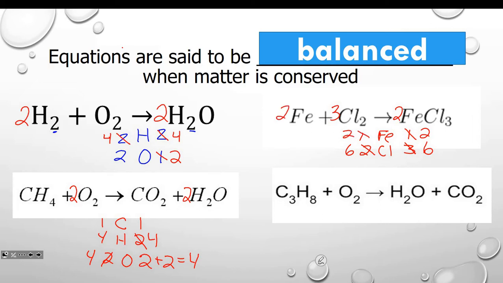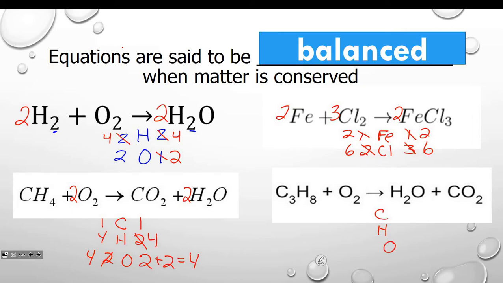Okay? So you've got to be careful. If you have already balanced something and you have to put a coefficient in front of it, you need to make sure you go back and change that because it's got to be balanced in all elements. So this one's a little bit more. This is propane, burning propane. Okay, so some of you are familiar with propane.